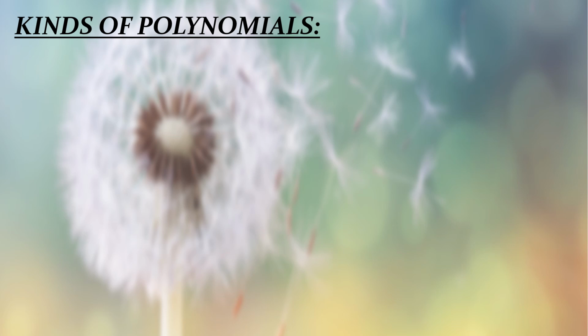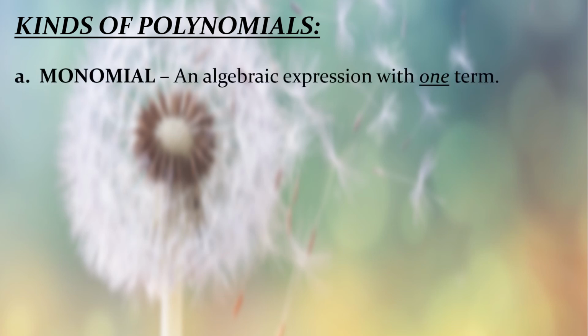There are kinds of polynomials. First is the monomial, from the key syllable mono. So when we say monomial, it is an algebraic expression with one term. Ito yung mga halimbawa ng monomial: x squared, 2c, at 5a. Ang x squared ay isang halimbawa ng monomial dahil ito ay nagko-consist lamang ng isang term. Ganon din ang 2c at 5a.